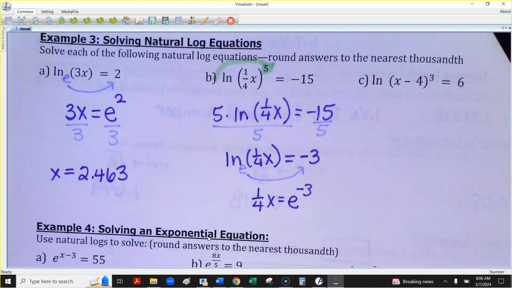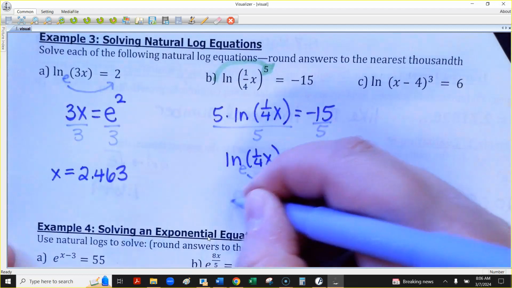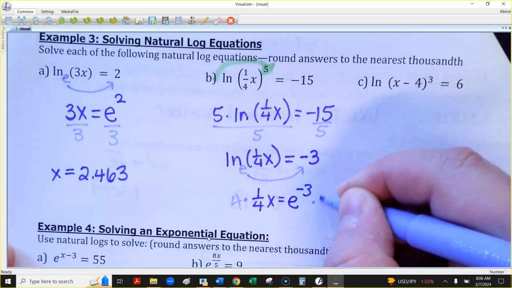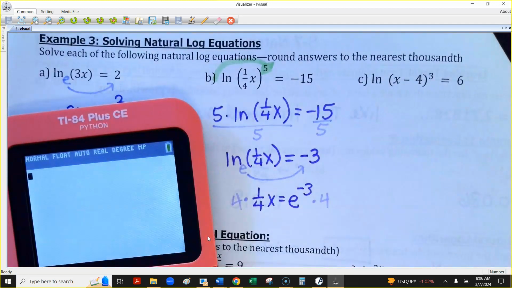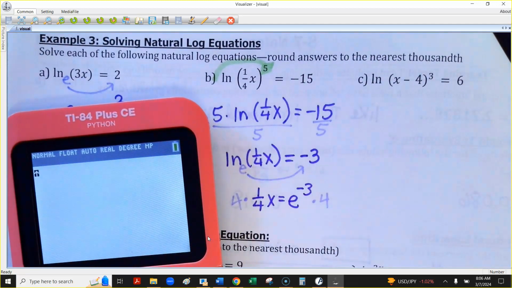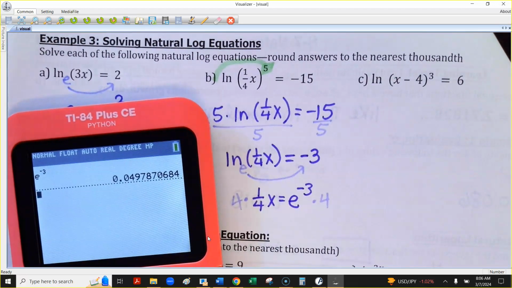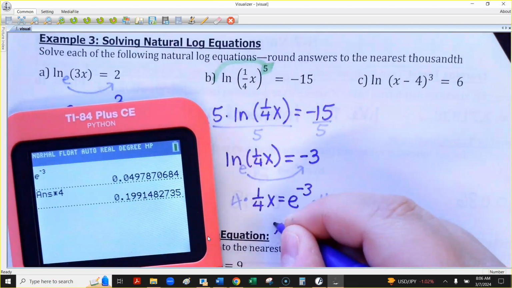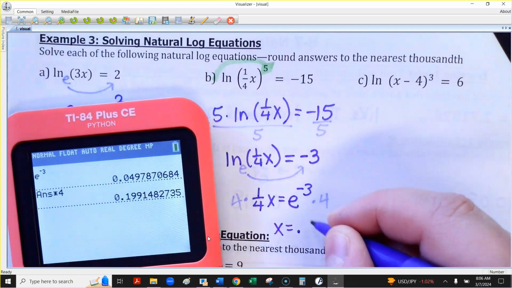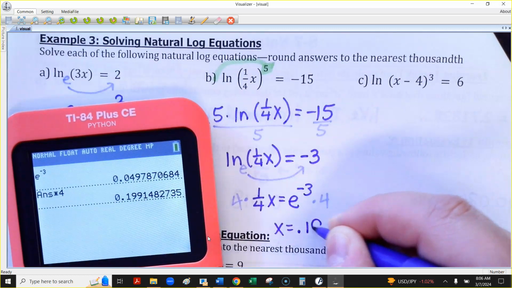I'm going to do e to the -3rd, and then to get rid of the 1/4, I'm just going to multiply by the reciprocal, which would be 4 there real quick. So I'm just going to do this right on my calculator screen. So just second natural log to get your e, do that to the -3rd power. And then I'm going to multiply that by 4 to get rid of that 1/4. So for this guy, I'm going to go 3 decimal places, 0.199.